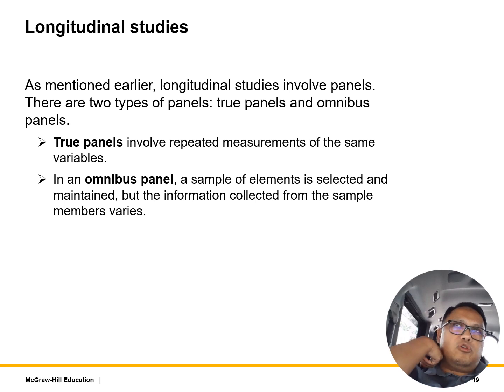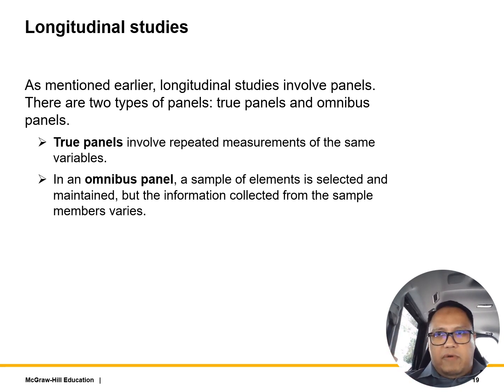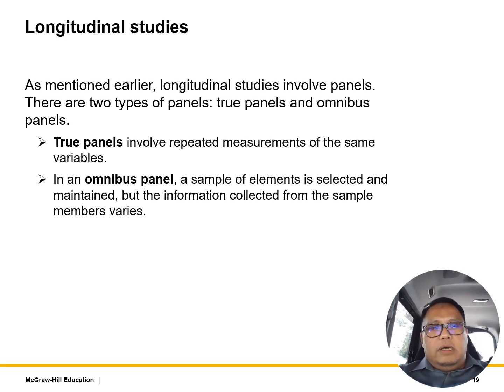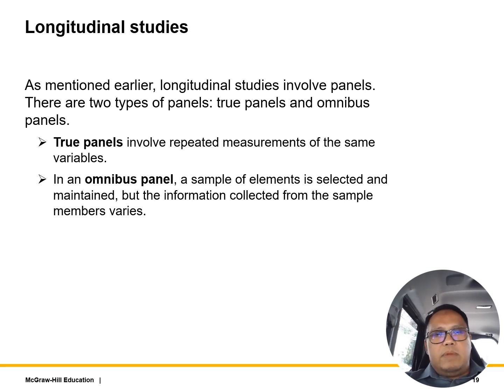So for example, true panels normally involve one same variable that you test today, and after you apply a control variable to influence this variable, you see what happens after 10 days, for example. That is using true panels. Unlike the omnibus panel, where the selected elements are maintained, but the information you collect from the samples is different and varies.